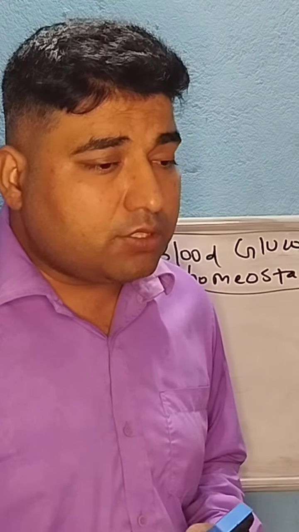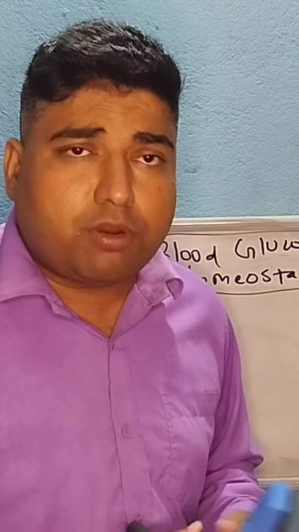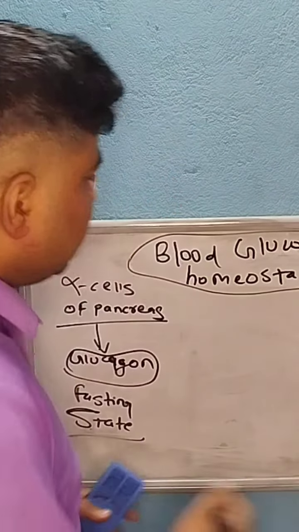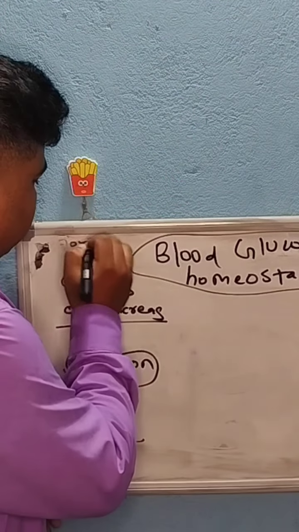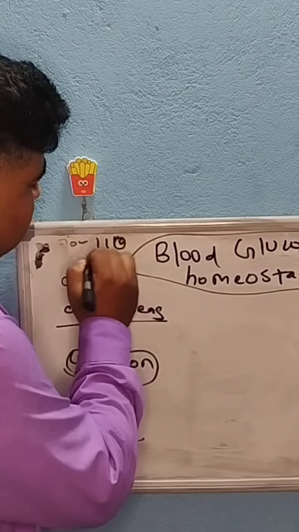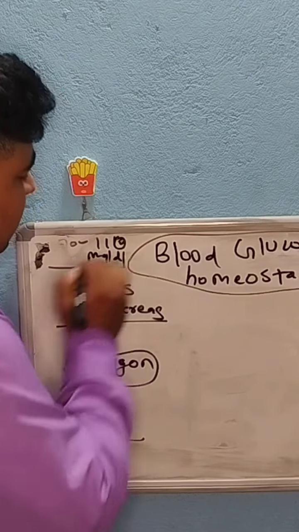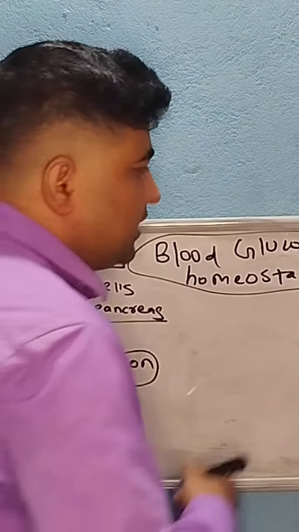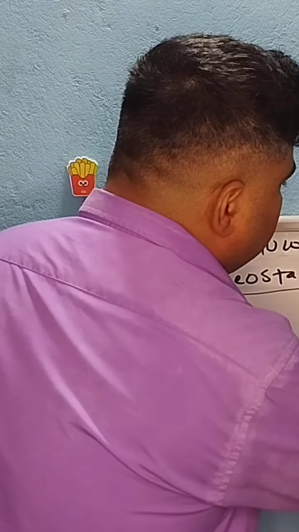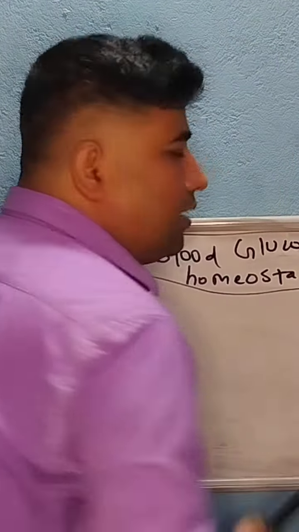So the normal range for the blood glucose level in the fasting state is between 70 to 110 mg per deciliter, whereas in the postprandial state it is less than 140 mg per deciliter. Postprandial, in a sense, is after food.